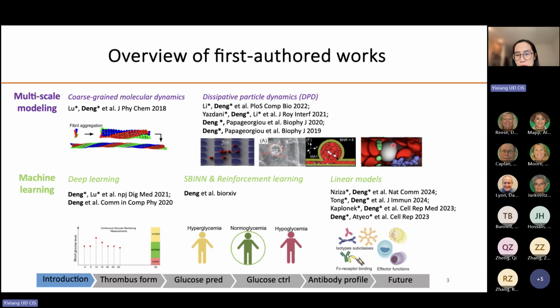And what's more challenging in terms of computation intense is this whole blood simulation, including not only red blood cells, platelets, but as well as white blood cells.